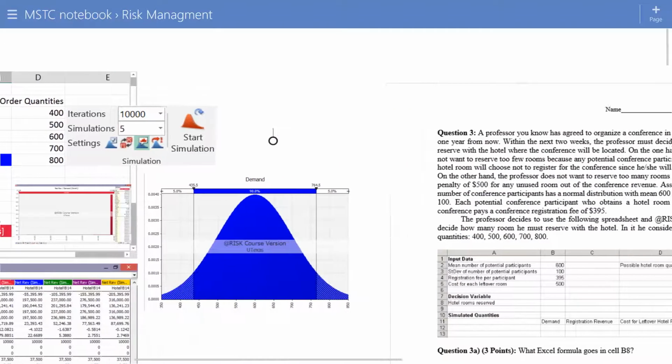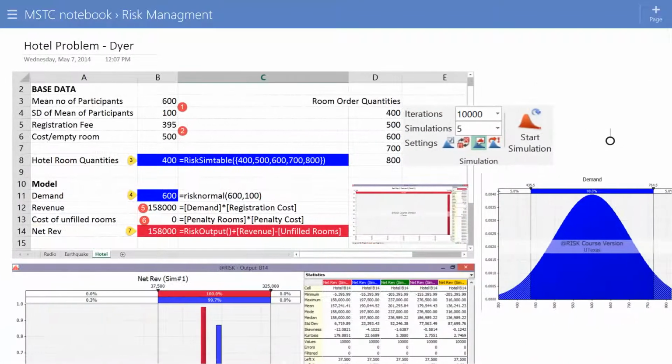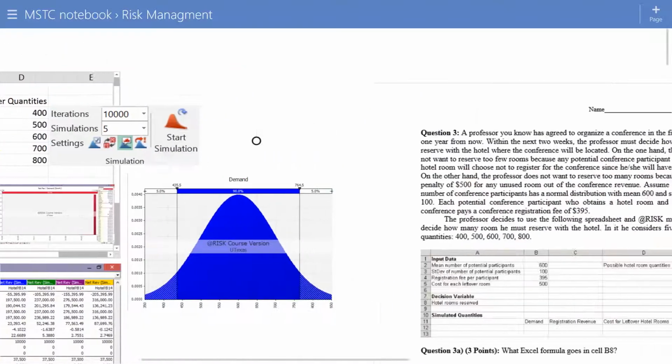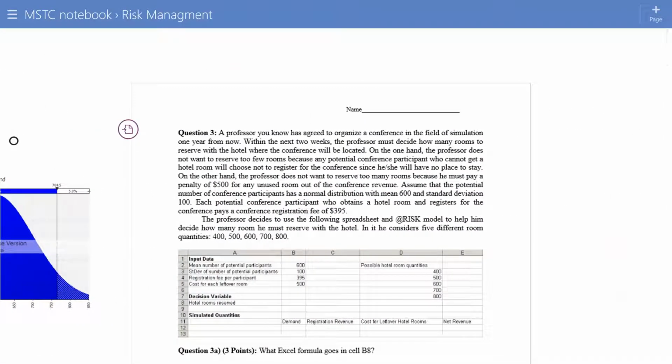Hey everybody, so this is the hotel problem from Dyer's review test, and I wanted to give you a walkthrough of it just to make sure that you understand what's going on and have a solid grasp of it before going into the review session. It's probably a lot of review. It's very similar to the t-shirt problem, but I just wanted to walk you through the mechanics.